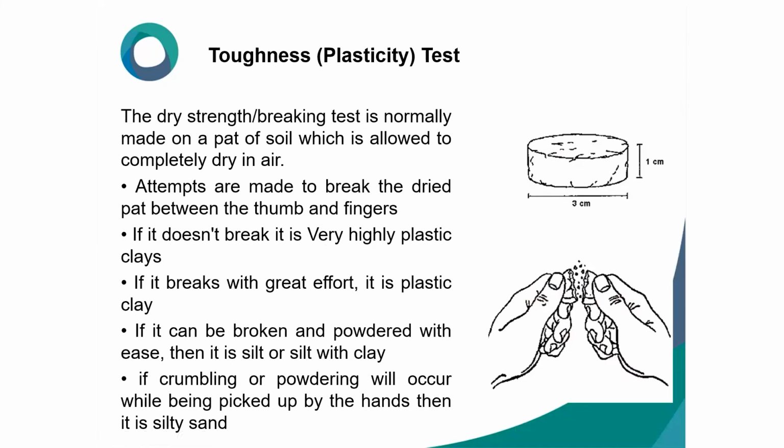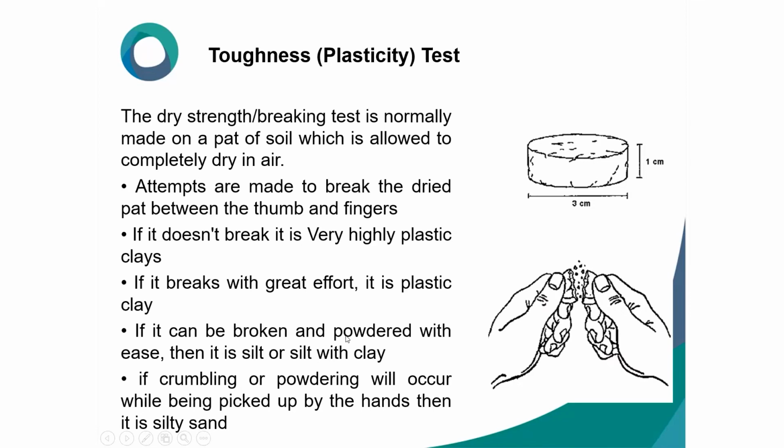How to check the plasticity, toughness? Take the soil sample and allow it to dry completely. Attempt to break it between the thumb and finger. Hold it and break. If it doesn't break, it means it is high plastic clay. If it breaks with great effort, it is a plastic clay.